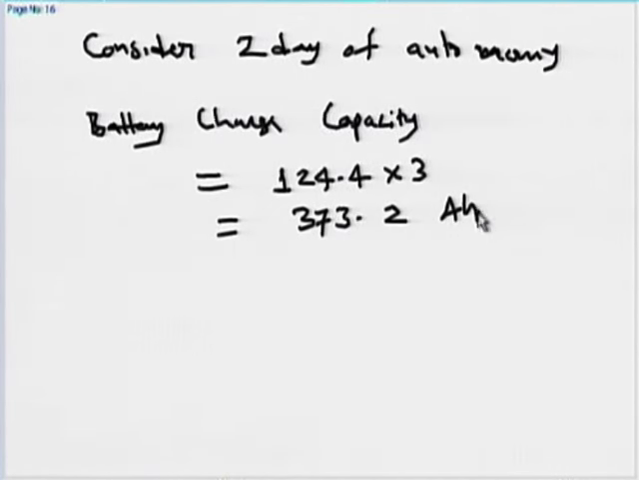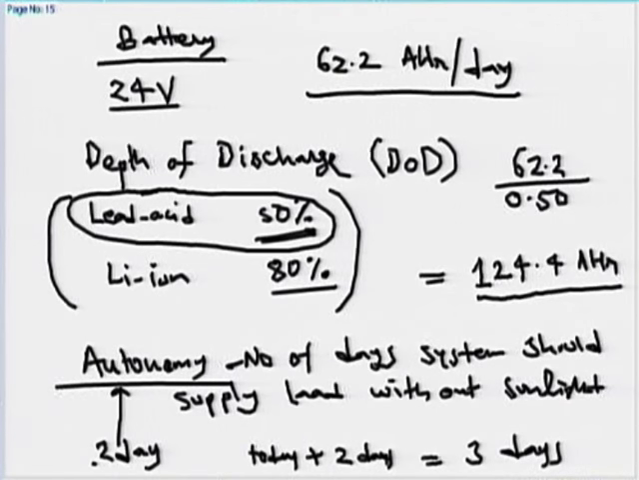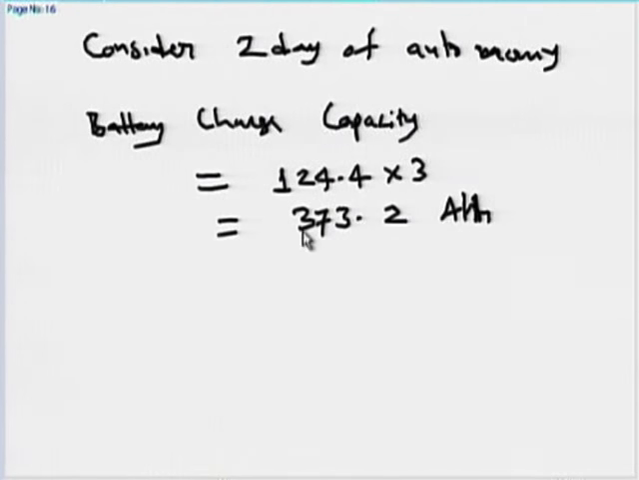373.2 ampere hour. So your battery capacity has to be 373.2 ampere hour. Remember where we started. Our daily charge requirement is only 62.2, but because my depth of discharge is 50% only, I can take only 50% charge from my battery. I have to use a battery of capacity 124.4, but because I also want my system to work for 2 extra days even if there is no sunlight, so autonomy, I am actually taking 3 days autonomy, therefore my battery requirement is 373.4 ampere hour. And this charge has to be supplied at what voltage? This charge has to be supplied at 24 volt.